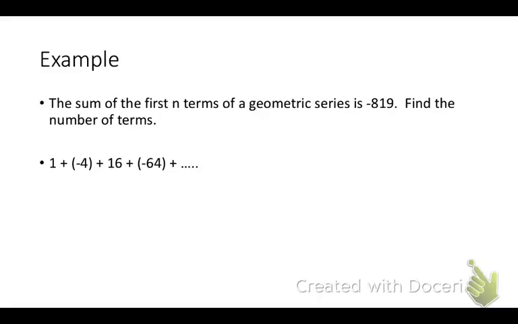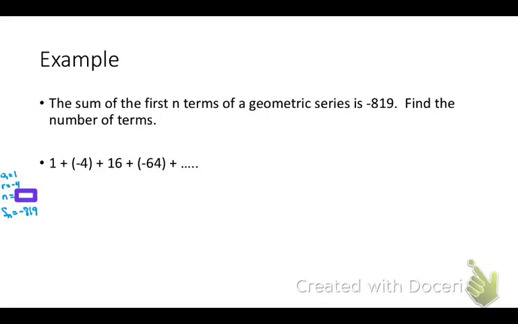As far as if you have the sum or you know what everything is. Do we know what the first term is? First term is 1. Do we know what the ratio is? Negative 4. Okay. Do we know how many terms we have? No, that's what we're trying to figure out, right? What do we know, though? We know that the sum is negative 819, right?